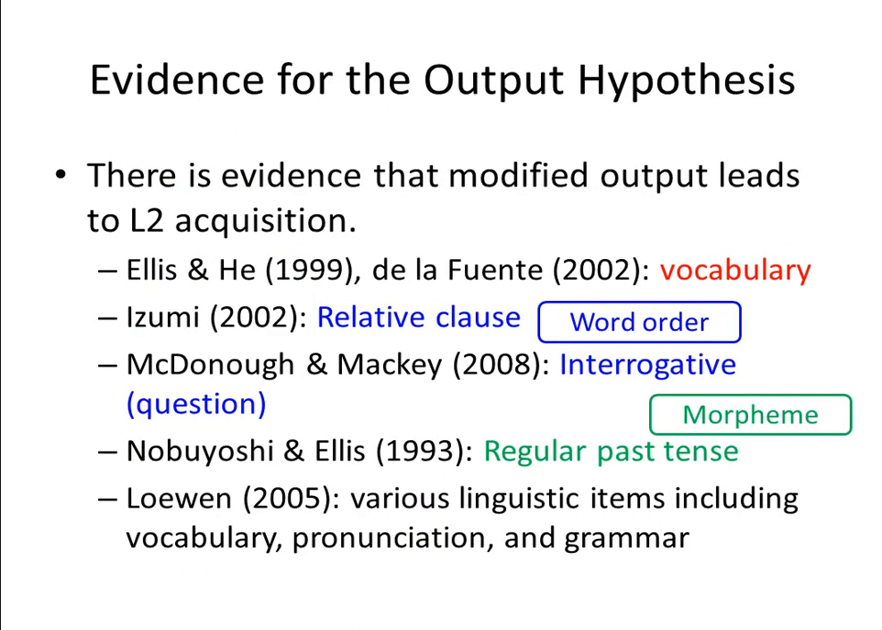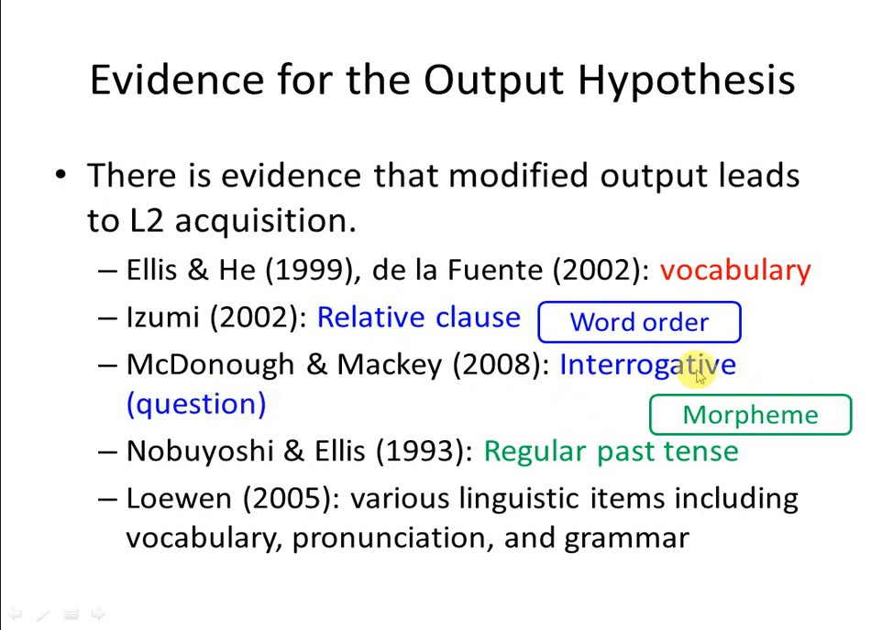And is there any evidence for the output hypothesis? Yes, there is evidence for the output hypothesis. So there is evidence that modified output leads to second language acquisition. So, these people studied vocabulary learning, and modified output led to the acquisition of second language vocabulary. And these researchers studied things like relative clauses and interrogatives. This is a question.